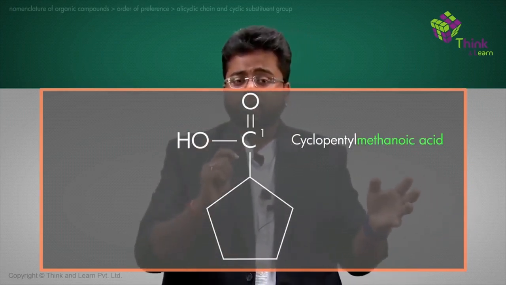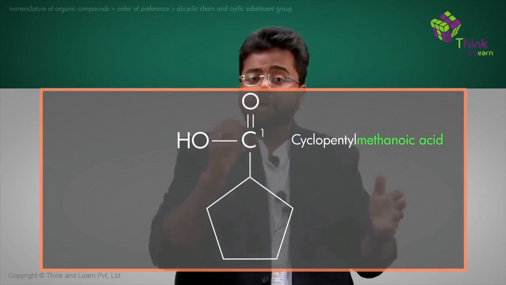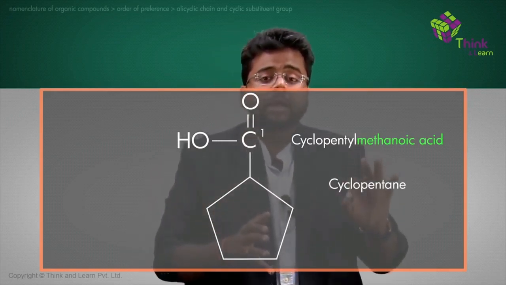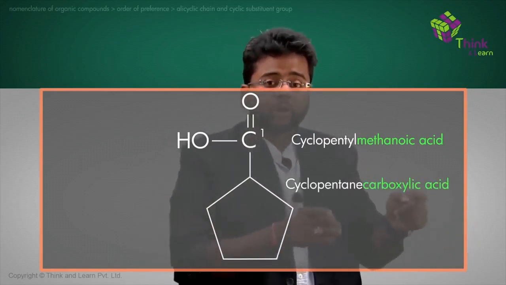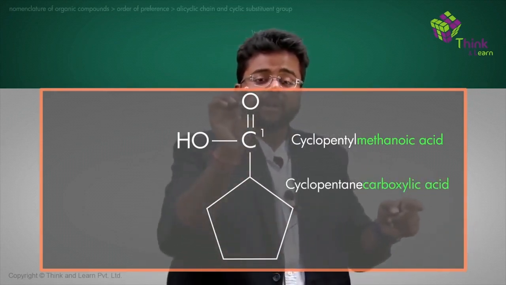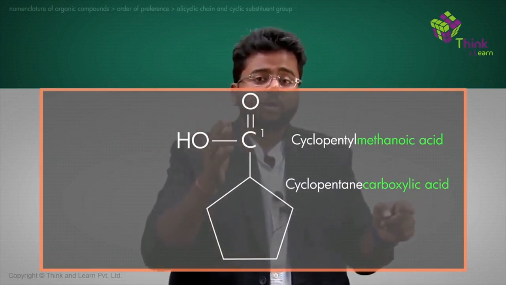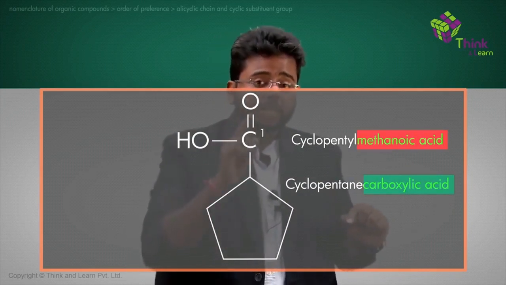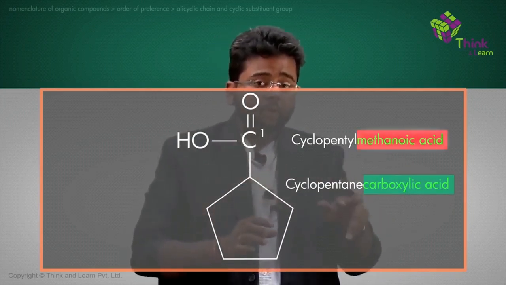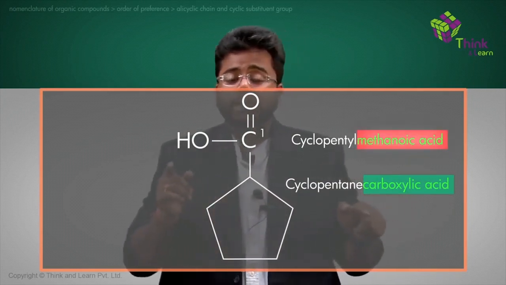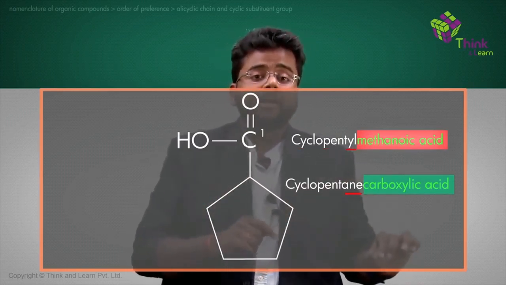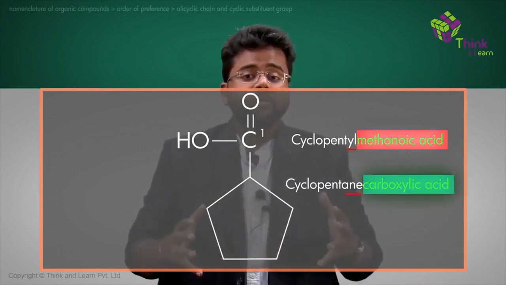There's one more way of nomenclature for this compound, which is cyclopentane carboxylic acid. So this word carboxylic acid is defined for C double bond O OH. So you can either name it as methanoic acid or carboxylic acid. But at the same time, you have to notice that if you're using methanoic acid, then you are using it as cyclopentyl. But if it is cyclopentane, then you will have to write carboxylic acid. So this is how the questions are asked for advanced chemistry.